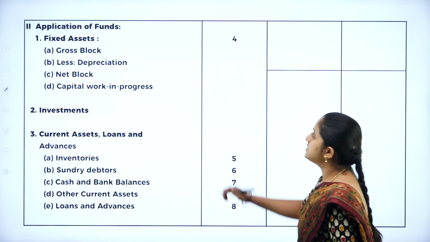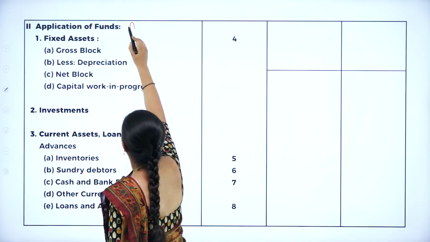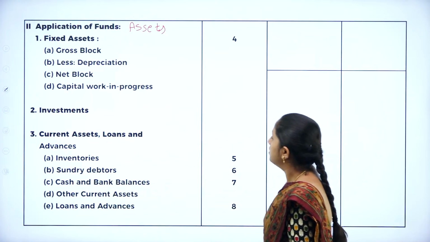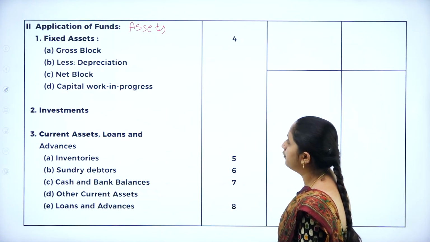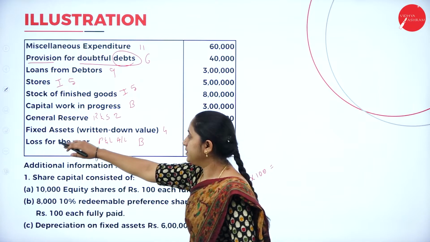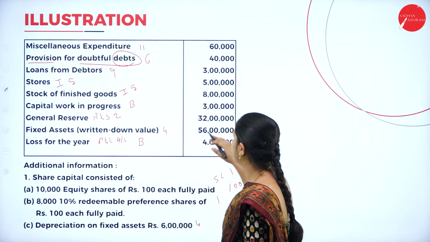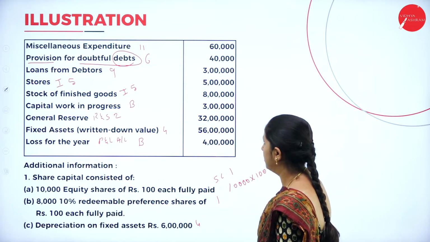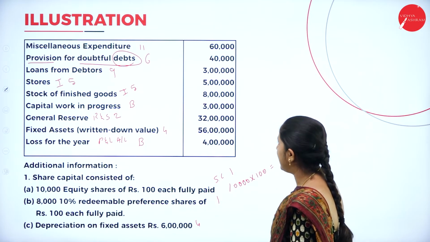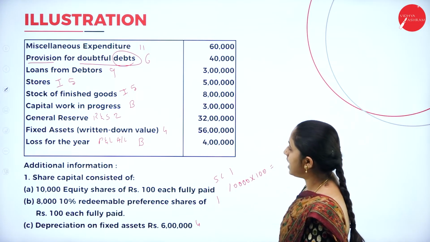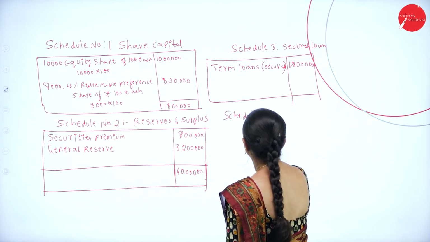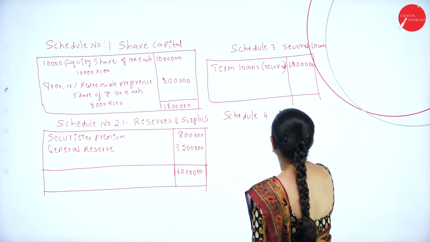Next, asset side. Application of funds means assets. So here first one, fixed assets. For fixed assets, we need to prepare Schedule 4. We have only one fixed asset, that is fixed assets written down value, 56 lakh. Then in the additional information, we have depreciation on fixed assets, 6 lakh. So consider 56 lakh and 6 lakh. For Schedule 4, Schedule 4 is fixed assets.